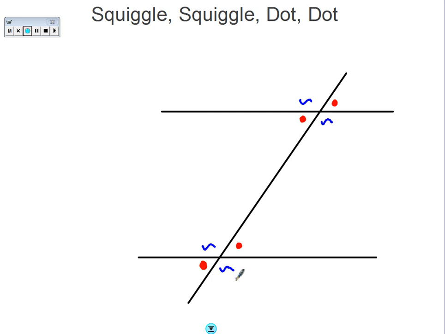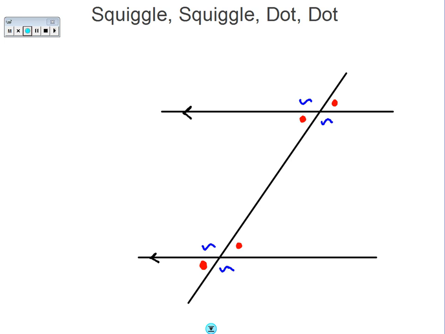So because of the relationships that occur between parallel lines and a transversal, we can find that there's a certain relationship that these squiggles and dots have with each other, and this is called the squiggle squiggle dot dot method. I learned it from another teacher of mine, so shout out to Mr. Green. Thanks for this cool idea.